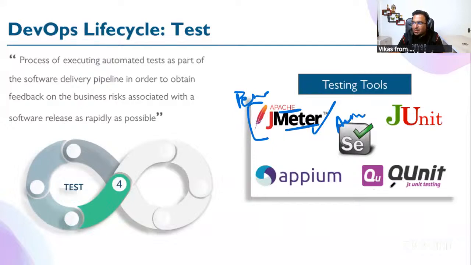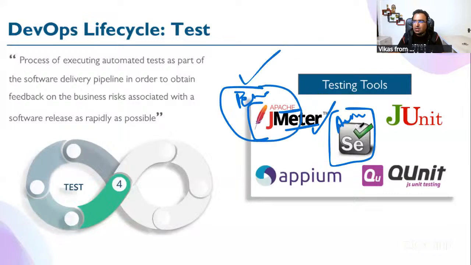Some Appium, JUnit, and other testing tools are available. But you have to say primarily only these two tools. If it's performance related activities, JMeter; if it's automation related activities, Selenium. 80 to 90% of companies are using this, so you have to say this tool only. Make sense? And we will learn this tool only in the entire session.